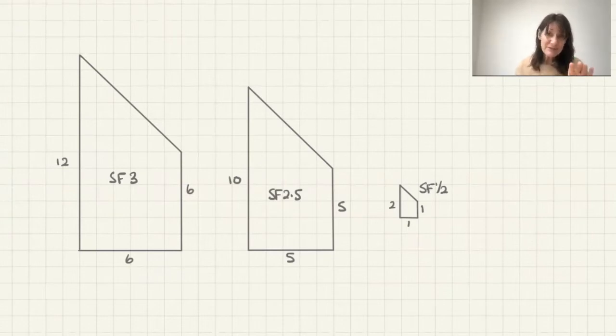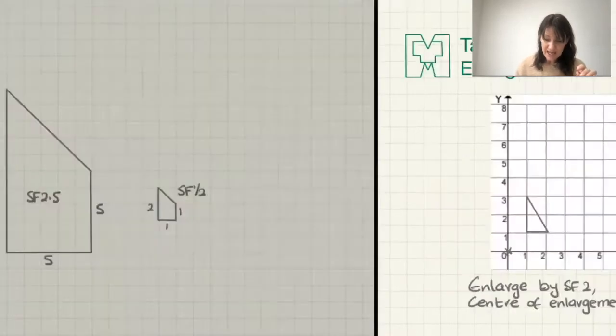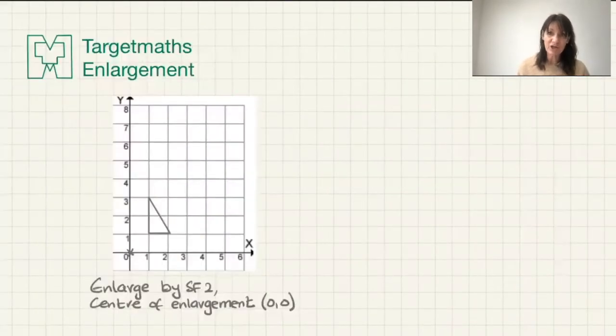Now, the difference between this type of enlargement and one that can come to us on a coordinate grid is something called a center of enlargement. So with the previous questions, you could just work out those edges and just draw it wherever you want on the page, and you're going to get your marks. But now, I still have to multiply up all those sides accurately, but I also have to have it in an exact position. And that center of enlargement pinpoints and makes sure that it's drawn in a particular place.